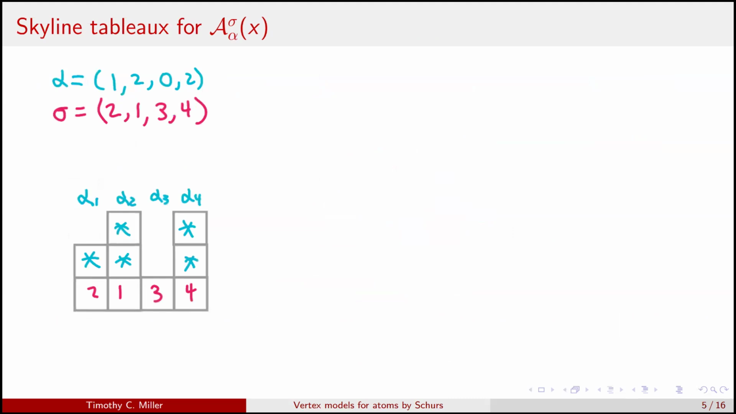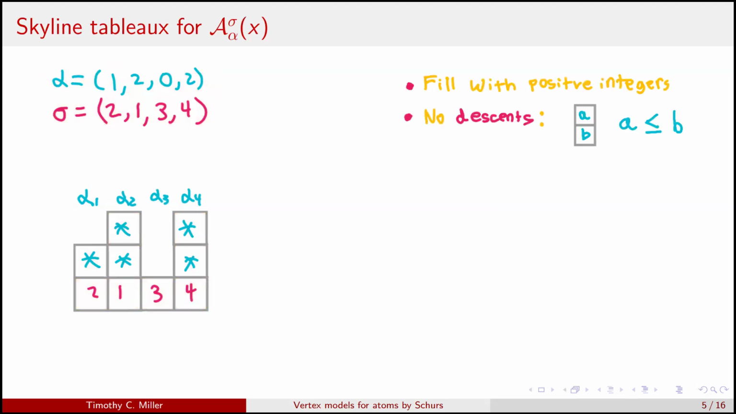But first, I'll give an example. Here is a skyline tableau on alpha and sigma. Alpha tells you how tall the columns are in the tableau, and sigma just tells you what to put in the basement. You want to fill with positive integers where there are no descents. So every time you have A over B in a column, A must be less than or equal to B.